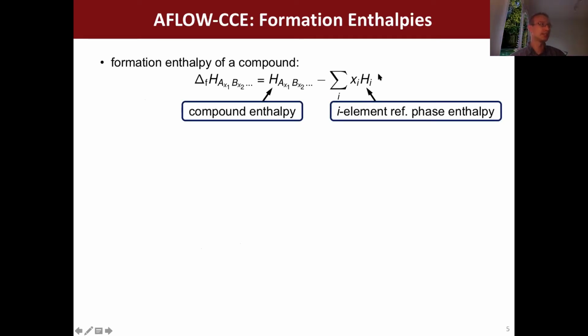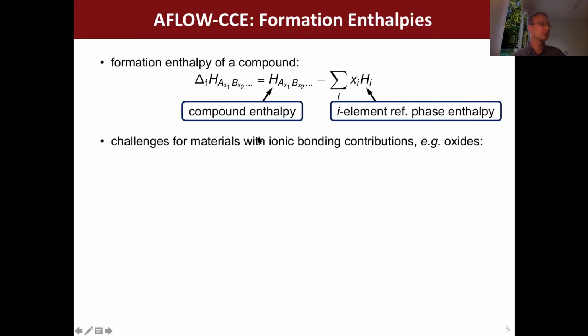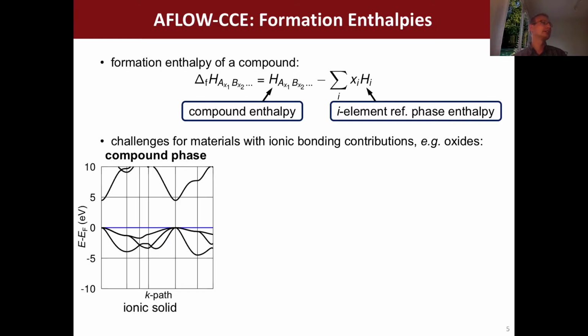Yeah, that's what I just said. And then for ionic or polar materials, you look to the most common group, the most common materials class, for instance, oxides. When you look at the chemical nature of these materials and the reference phase, you will find that the compound phase is typically an ionic insulator, with a very large band gap and chemically very inert and all these kinds of things.